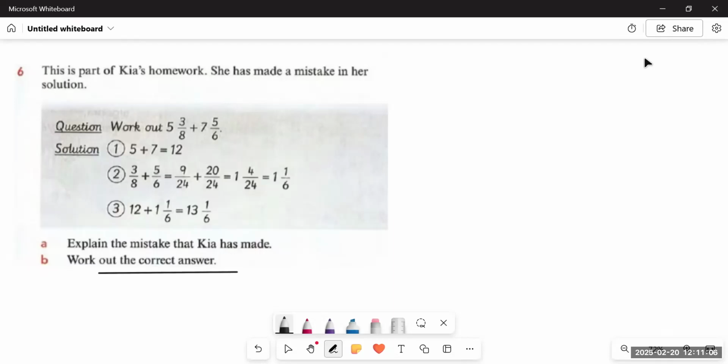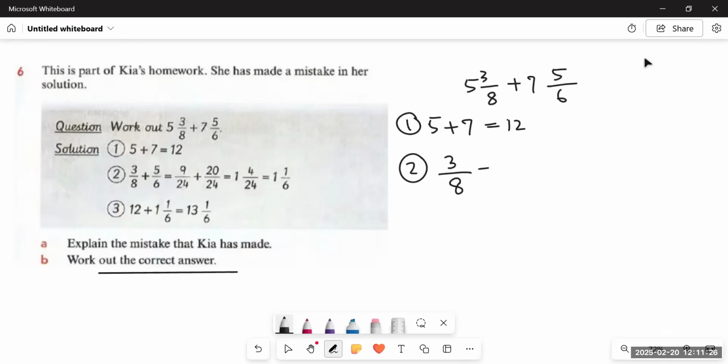Okay, so in this method, we have to separate the whole numbers and the fractions. So it will give us 5 whole 3 upon 8 plus 7 whole 5 upon 6. We will add 5 plus 7 separately, which will give us a total of 12. In the second step, we have to add the fractions 3 upon 8 plus 5 upon 6. If you can figure out which number would be their common multiple, that's great.